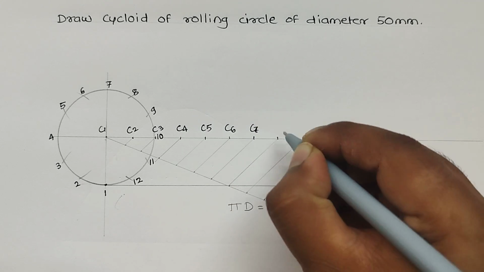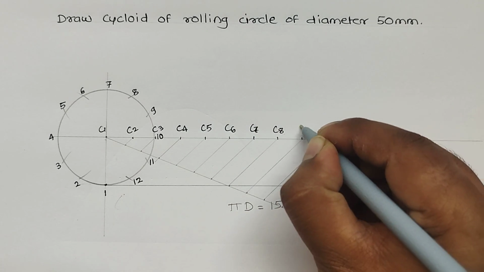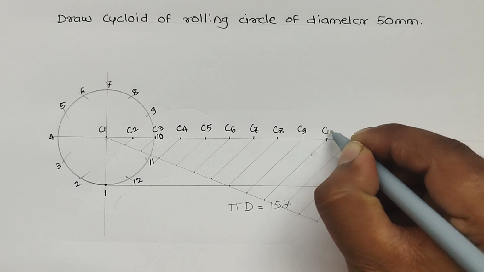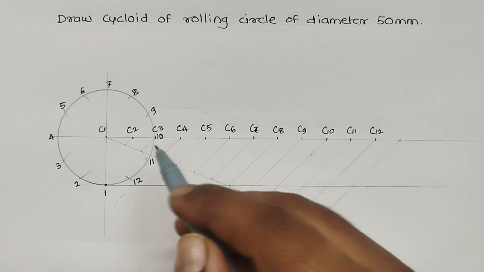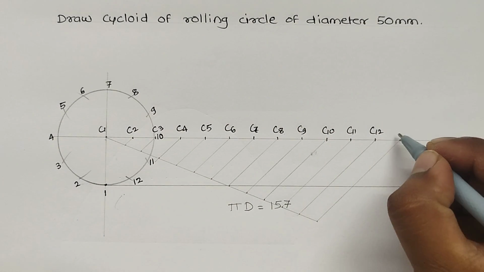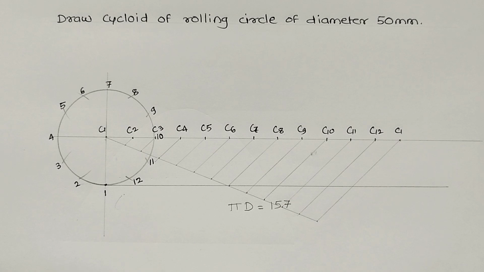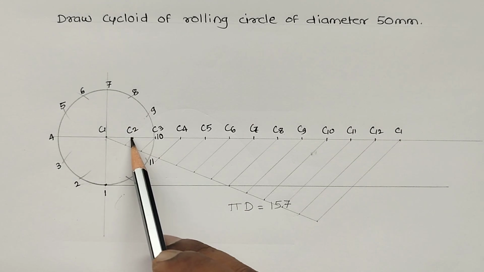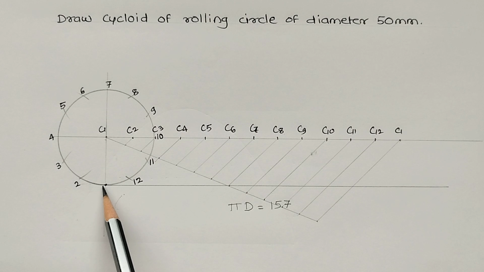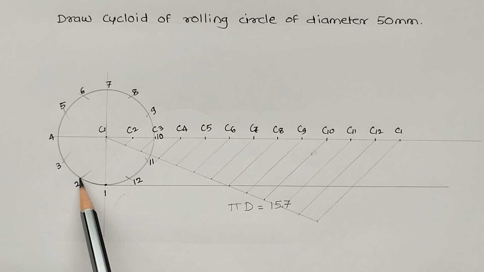7, 8, 9, 10, 11, 12, and again this C1 point will appear over here, C1. Now when this C1 point or this circle moves from this point to this point, this one will move to this point 2, right? So it will be shifted to the next part.